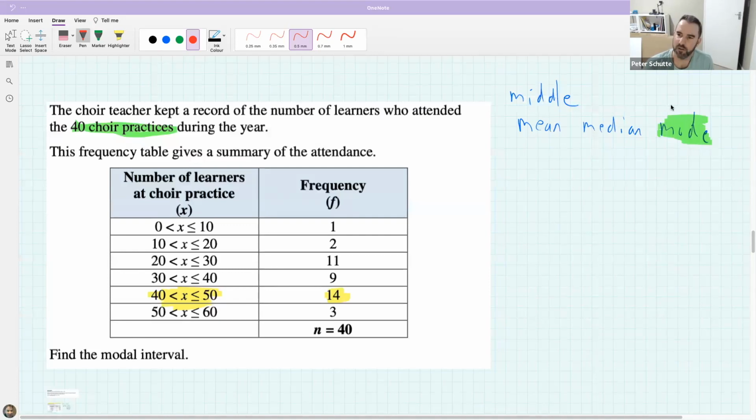So now we have our modal interval. Now the median interval is probably a little bit more tricky. What do we do when we found the median before? We found the position of the median first, and then we found the median. But here the median is going to have to be an interval. But I can still calculate the position of my median. What's the position of my median going to be in this particular data set? I suppose I need n. What's n going to be?